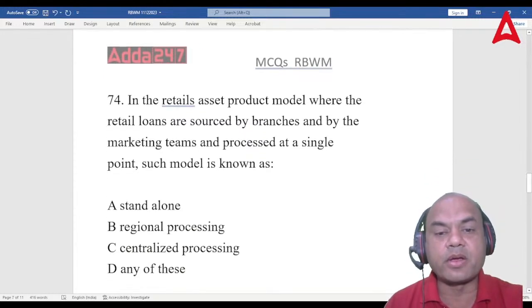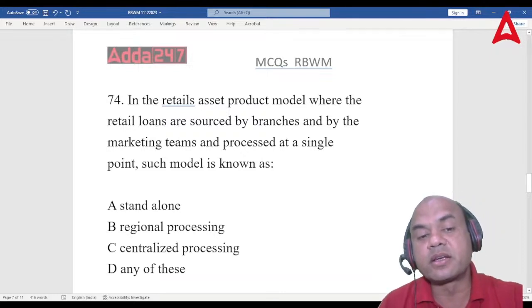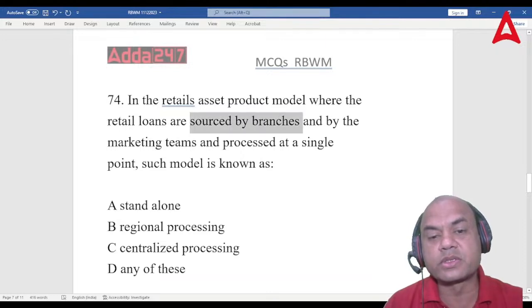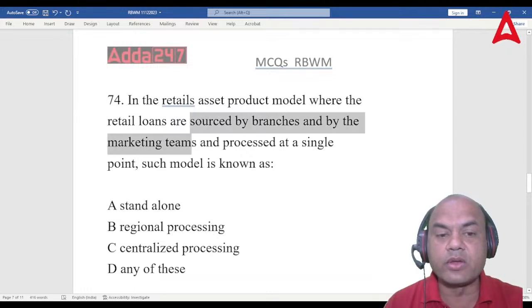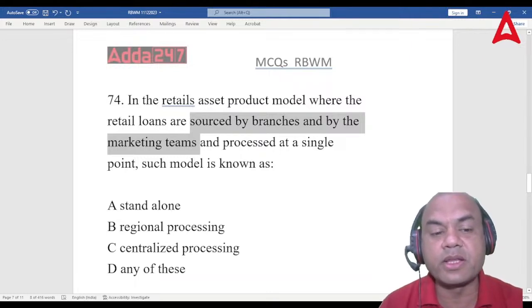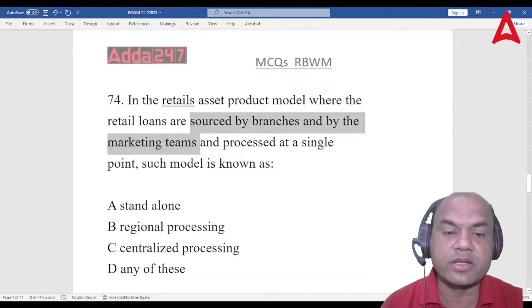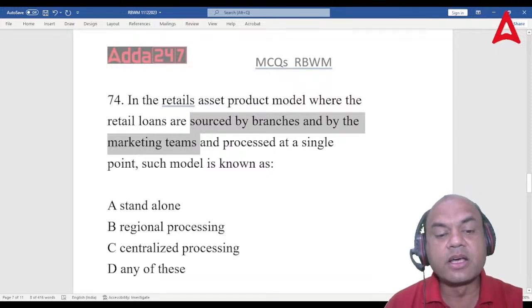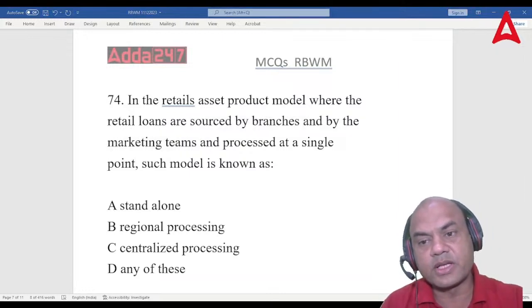In retail asset product model where the retail loans are sourced by branches and by marketing teams and processed at a single point is known as, here, sourced at branches. Branches are only sourcing it by marketing team. So everything is sourced. Here we are talking only of sourcing and processed at a single point. So single point means only one level. Centralized processing it might be, or anything we can call it. So it is called as what? Standalone, regional, centralized, and any of these. So what is the answer for this?